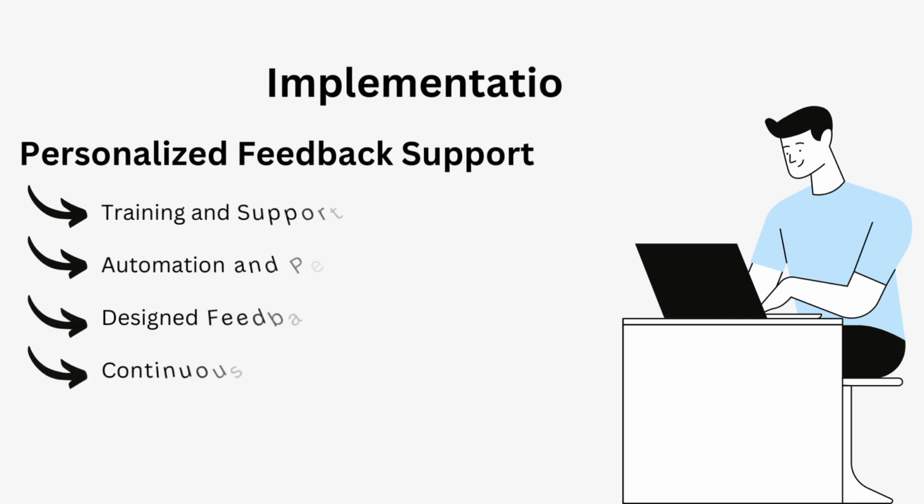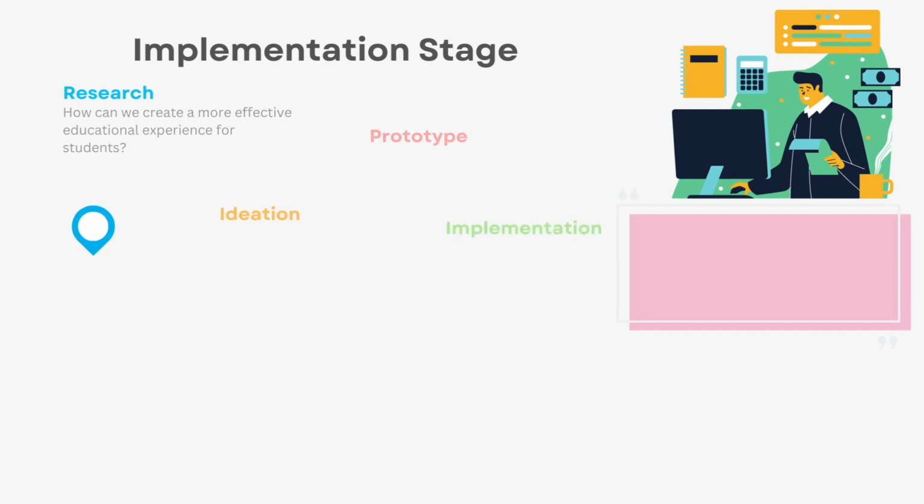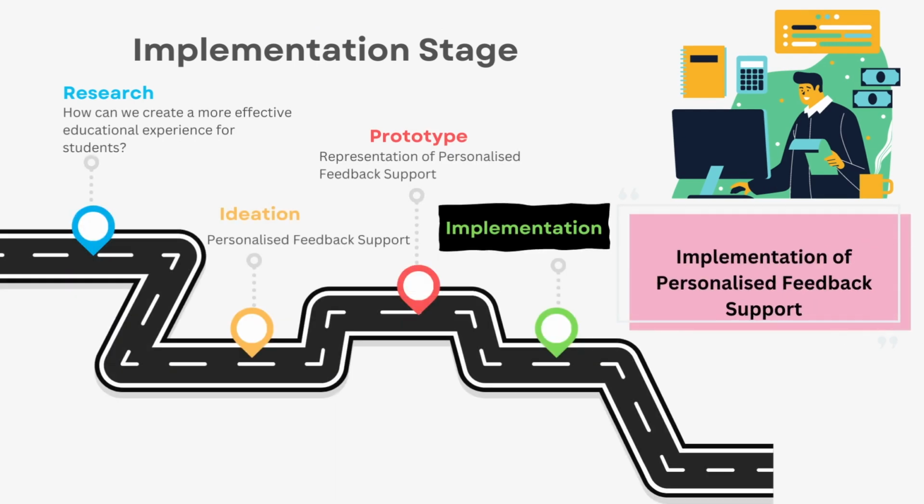Implementation of personalized feedback support involves understanding student needs, training and supporting educators, automation and personalization of courses, designing the feedback channels through which the students interact with the teachers, and continuous improvement by taking feedback on all the process. In the implementation stage, we need to carefully plan and execute the required steps to bring the idea of personalized feedback support to life, which aligns with the overall goals and keeping privacy and ethics in mind. And this is the last stage of design thinking.